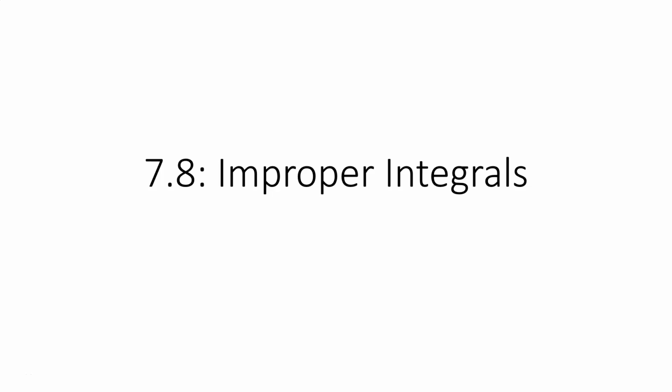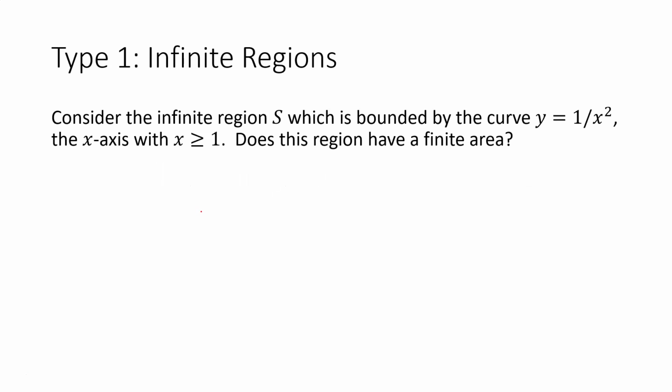Here in section 7.8, we'll be looking at improper integrals, and we'll study two different types of improper integrals. The first type is to consider an infinite region. In other words, we're finding an integral over an infinite region.